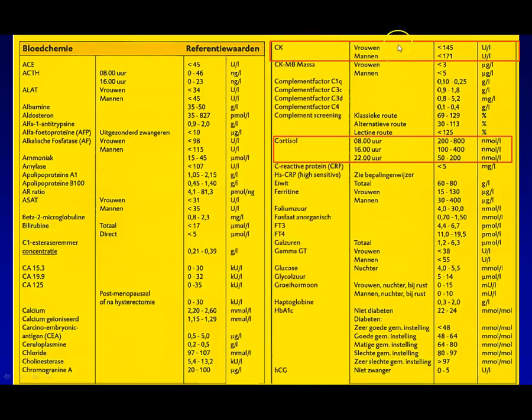We see differences between males and females for creatine kinase, which is a measure of muscle activity. We also see glucose that should be measured in the fasting state. We see that exercise influences growth hormone, but also gender. And so there are many factors that should be considered interpreting reference values.